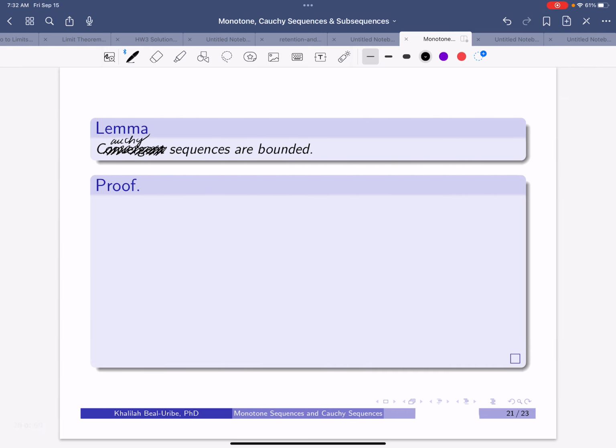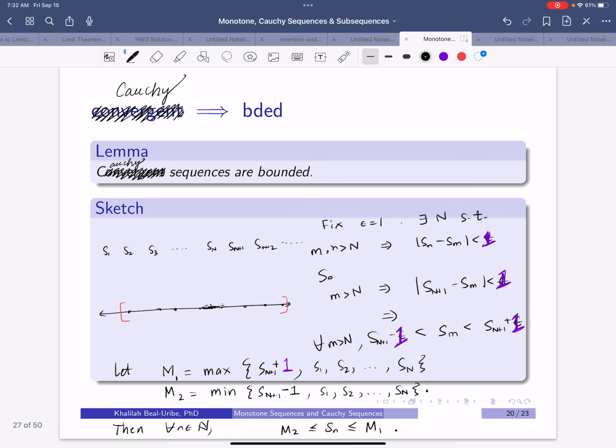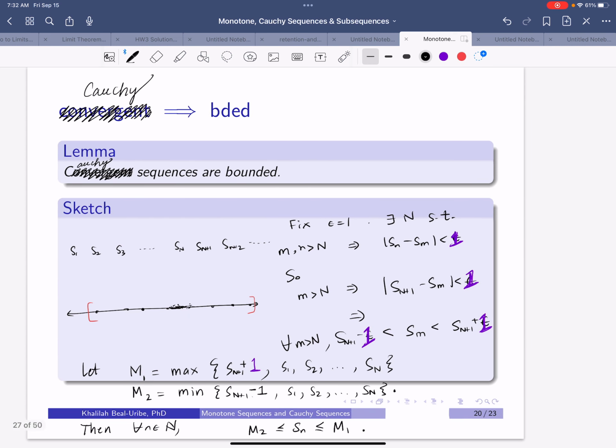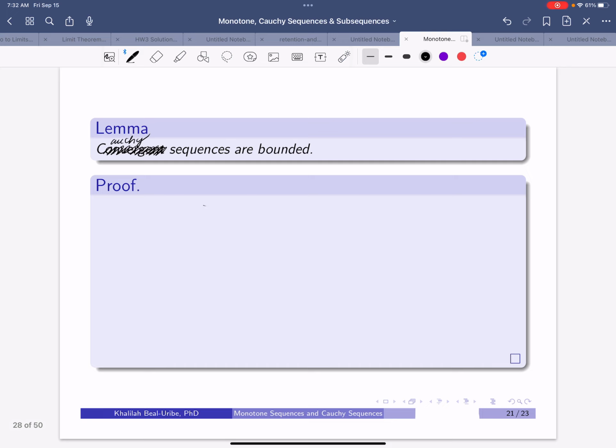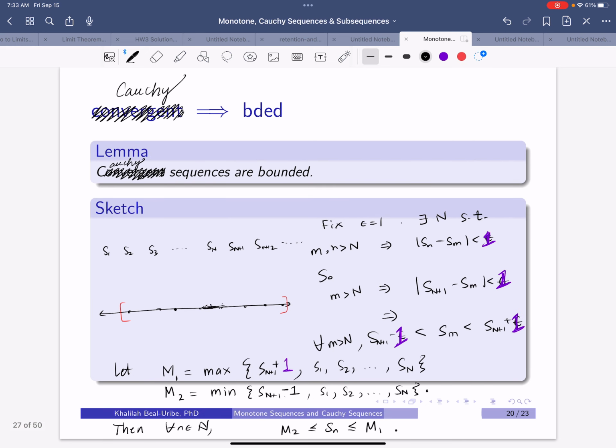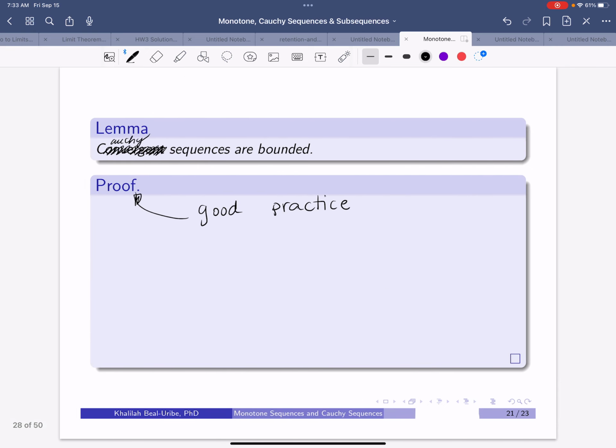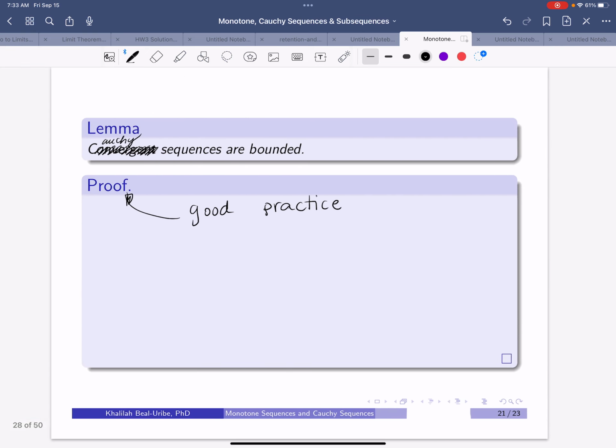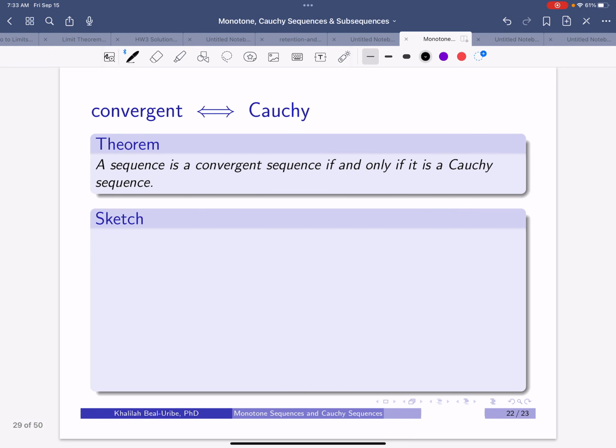Okay. And this sketch is good. This is good practice, to go back and write the proof based on the sketch that we've done here. Okay? And so the bottom line is that Cauchy sequences are bounded.